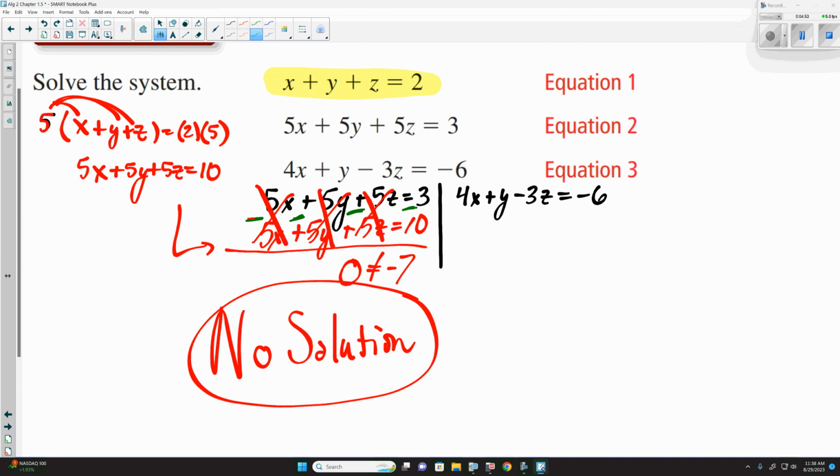Because what that is saying is that these two are parallel to each other. They will never cross, they will never intersect. So it's going to be no solution. The other two, our equation 1 and equation 3, could intersect at some point or line, most likely a line, but it's not going to matter because the third plane does not cross it. So it's no solution.